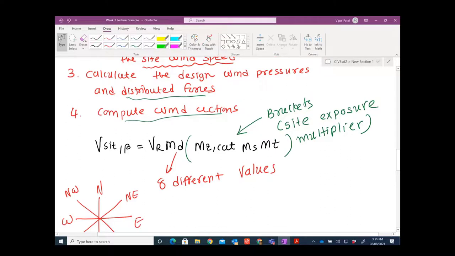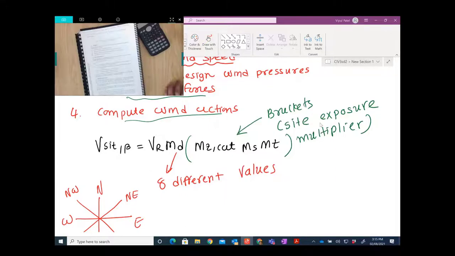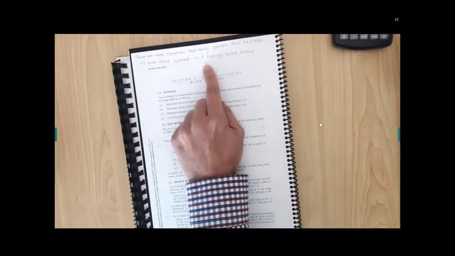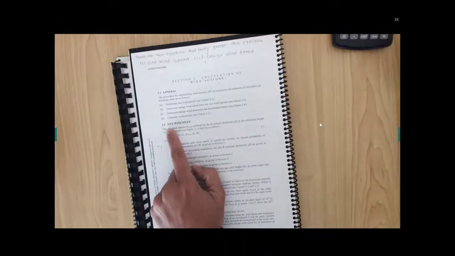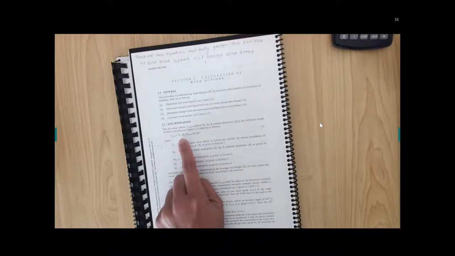Now, look, the maths is very simple here, meaning you have a maximum of two equations. Not more than two equations. Within the two equations, you need to read from the table. So this is the first equation, the site wind speed, and I will show you where it sits in the standard. If you go to page number 8, clause number 2.2, you have this site wind speed, that is VR, MD, MZ,CAT, MS, and MT.